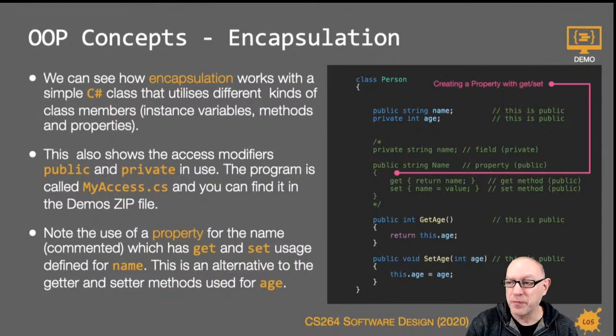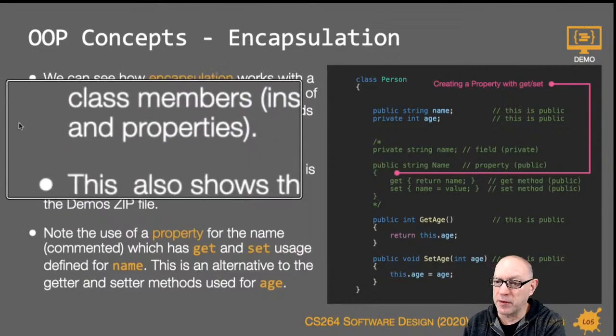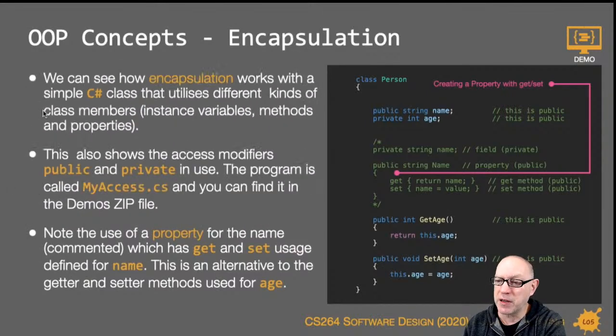These are simple C# classes. They have different kinds of class members: instance variables, methods, and properties. And this notion of properties is something I discussed recently in one of my lessons.